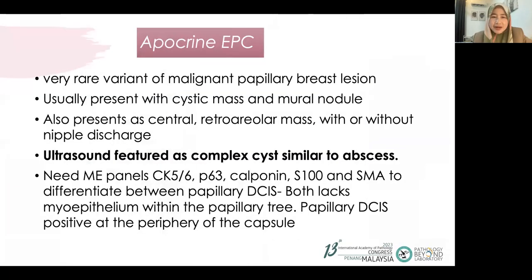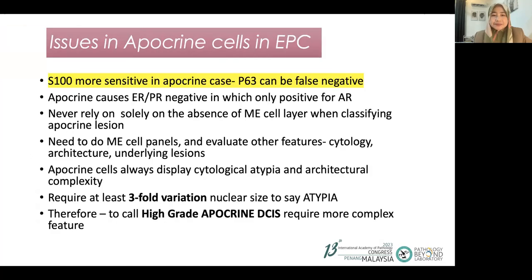Apocrine EPC is a very rare variant of malignant papillary breast lesion, usually presenting with a cystic mass and mural nodule. It can also present as a central retroareolar mass with or without nipple discharge. Ultrasound may feature complex cysts similar to abscess. We need myoepithelial panels, CK5/6, P63, calponin, S100, and SMA to differentiate it from papillary DCIS. Both lack myoepithelium within the papillary tree, but papillary DCIS is positive at the periphery of the capsule.